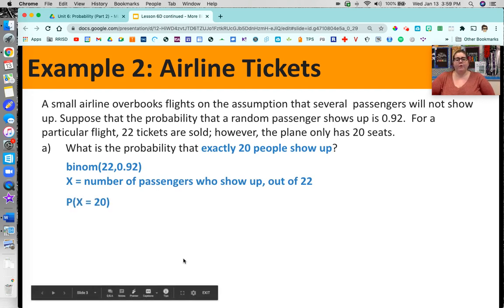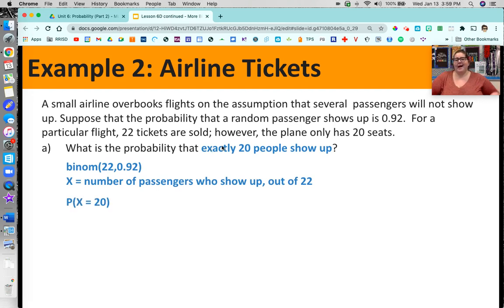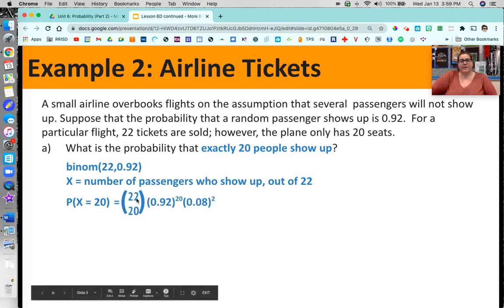So now we can think about what we're trying to find. We want the probability that exactly 20 show up. So we want the probability that X equals 20. And I can plug this straight into my binom formula, which looks like this. So 22 choose 20, so 22 tickets, 20 show up. We want all those combinations.